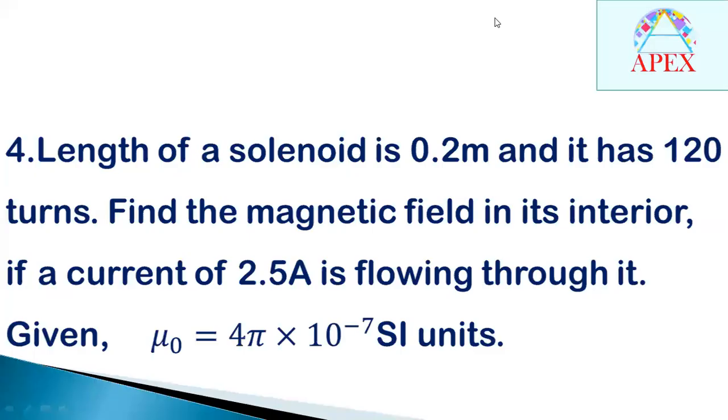Question number 4. The length of a solenoid is 0.2 meter and it has 120 turns. The total length of the solenoid is given, and also the total number of turns was given. Find the magnetic field in its interior if a current of 2.5 ampere is flowing through it. Okay, current is given 2.5 ampere. I will write the information here.